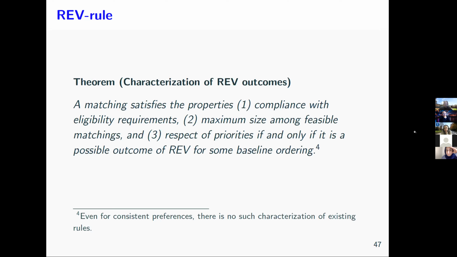All good? Okay, so I have a footnote in this particular slide, and that is that even for consistent preferences, there is no such characterization of existing rules. So this is really not just an extension of a previous model. In fact, it's a characterization which is also new, even if we restrict our attention to homogeneous priorities where, let's say, all categories may have different eligibility sets, but they all have consistent priorities over the agent sets. So for that reason, it seems as if Rev is a nice rule because it captures all three of the key axioms that we are after.